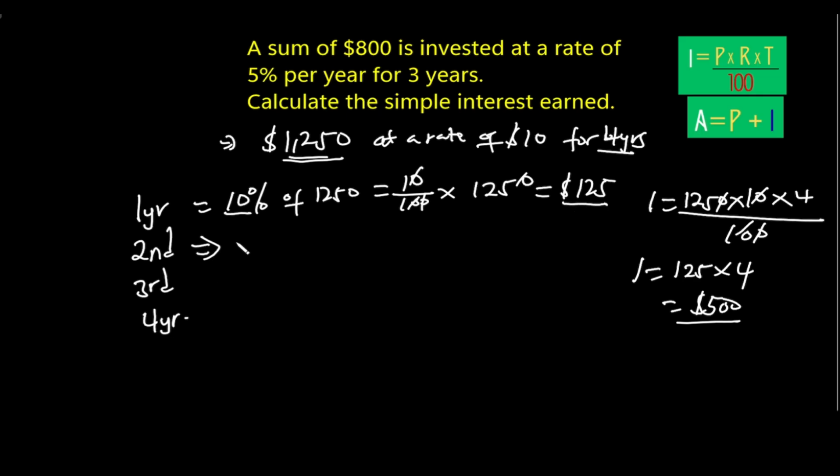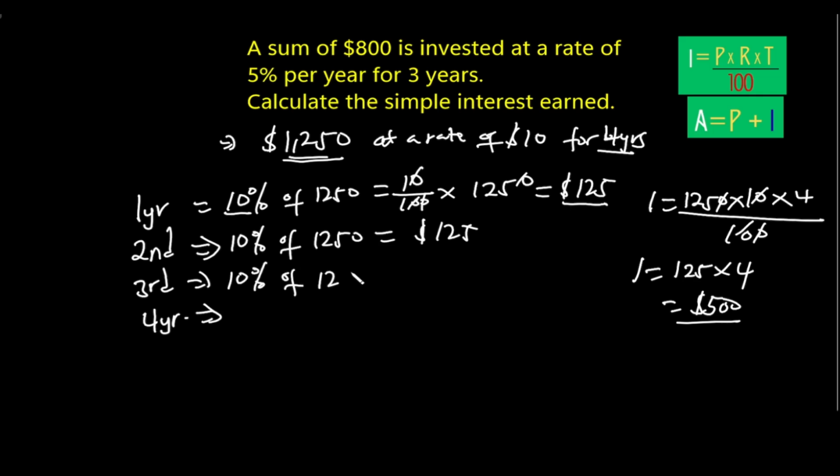And the second year too. Bear in mind, for each of the 4 years there is a 10%, so the rate doesn't change. The second year is the same thing, 10% of 1250, which will give you $125. The third year too, 10% of 1250, which will also give you 125. And the fourth year too, there is the 10% of the 1250, which will also give you 125. Now we have 1, 2, 3, 4.